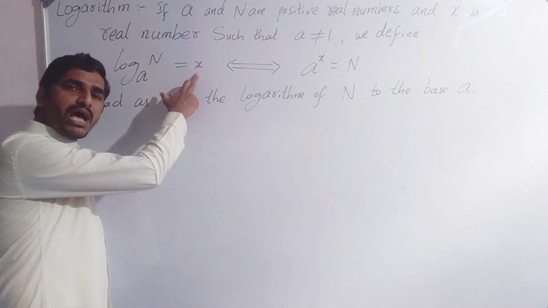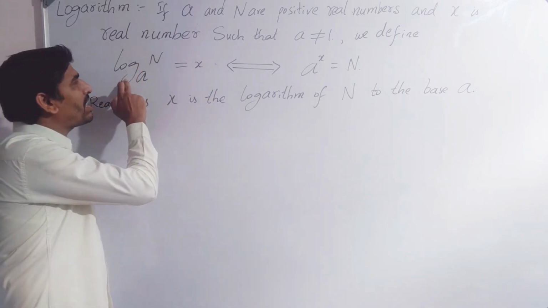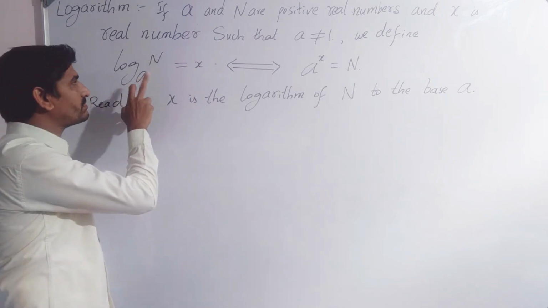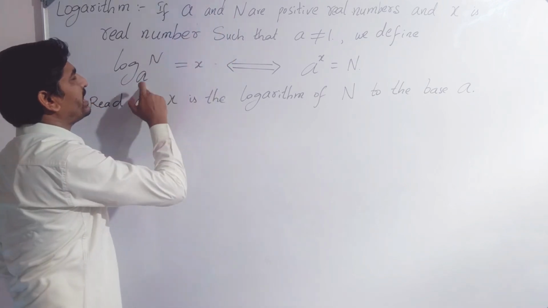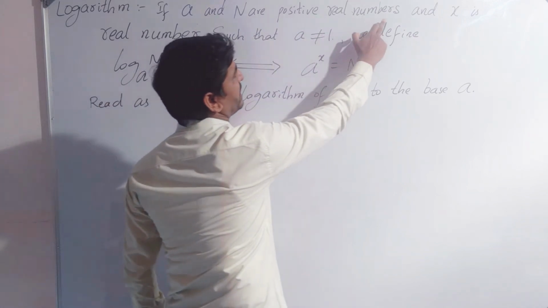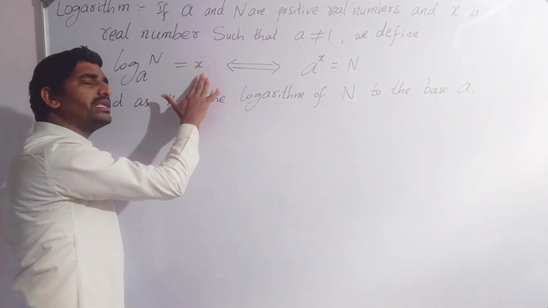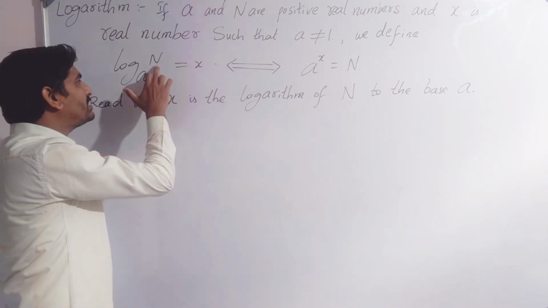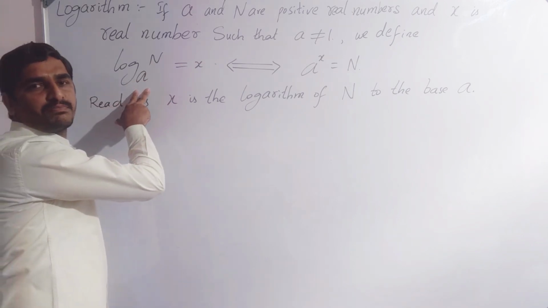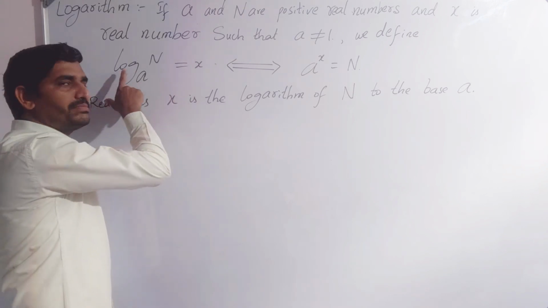Here, there is a chance to get positive and negative numbers in the result of logarithms. But logarithms exist only for positive numbers. Here we have to consider, a and n are positive real numbers, and x is a real number. Real number means we can get positives and negatives, but for n and a only positive numbers are compulsory. This is the definition of the logarithm. So for negative numbers, logarithm does not exist.